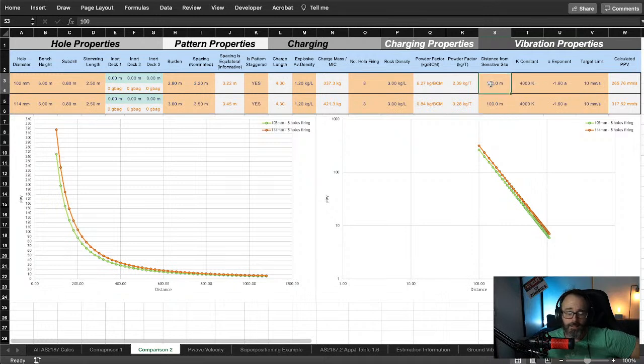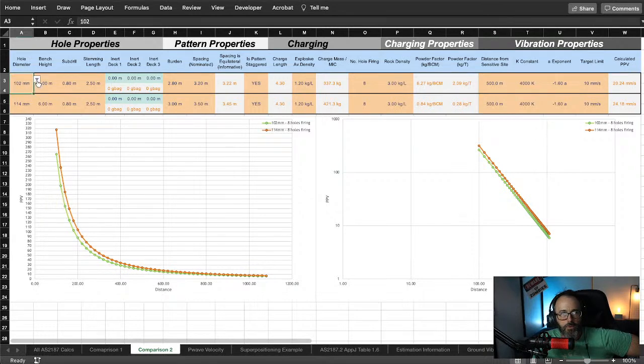So let's say our village is only 500 meters away. And we have a 10 millimeter limit, and we can see here that we're well over it, we doubled it, and this one hasn't helped either. So what can we do to control it?